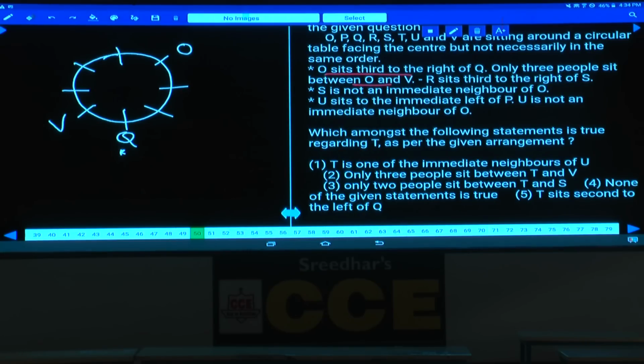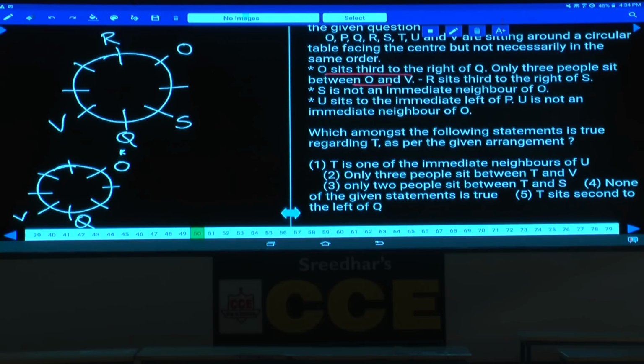Now we have 2 possibilities for this S. S is here, then R will be here. Then what is the second possibility? 1, 2, 3, 4, 5, 6, 7, 8. Q at this place. Then O sits third to the right of Q. O will be at this place. Next one, 3 people between O and V. V will be here.